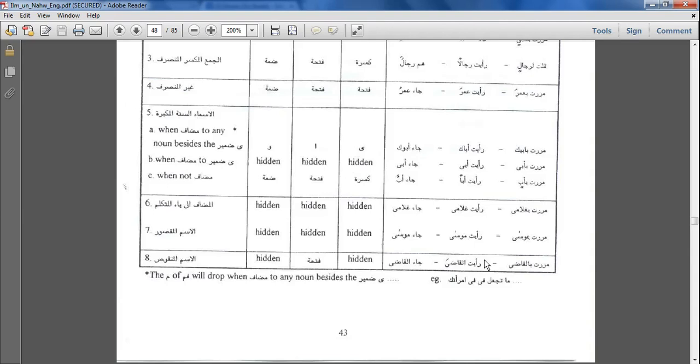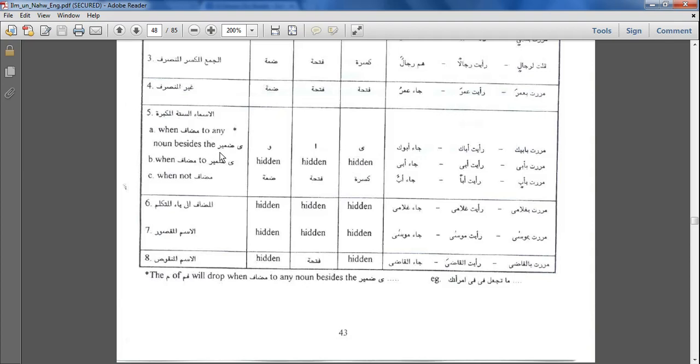Bismillah ar-Rahman ar-Rahim. Continuing with the i'rab of the various nouns that you'll get in Arabic, today we're going to be discussing asma sitta mukabbara. What are they? They are the six nouns that are mentioned at the top of the page. They are like akhun, abun, etc.